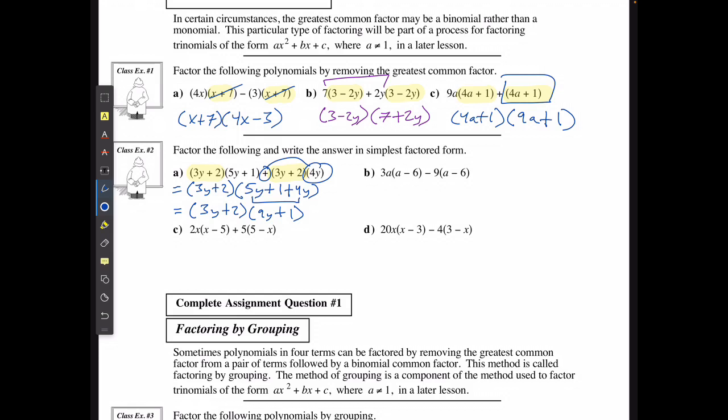When I get to example B, there's a couple things I need to account for. They both have a common factor of a minus 6, but they also have a common factor of 3, which means that I'm going to pull out the 3 and I'm going to pull out the a minus 6. And then when I do that, the first term leaves with a, and the second one, when I divide that 9 by 3 as well, is going to be minus 3.